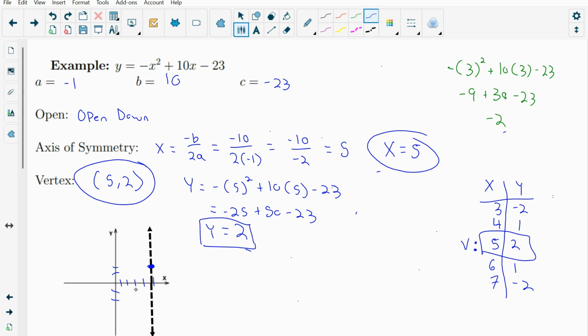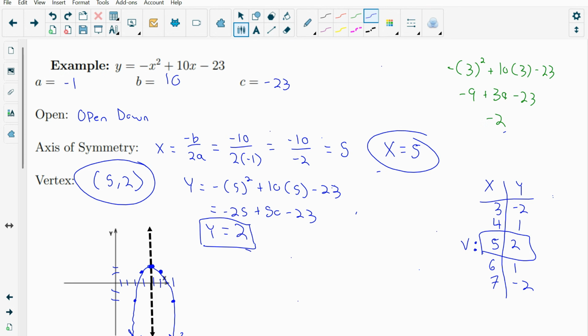So graphing this, I would have 3 and negative 2, which would be down there. I would have 4 and 1. Oops, not negative 1. And then on this direction, I would have the same because we found our axis of symmetry. So in the end, I'm going to have a quadratic that looks something like this.